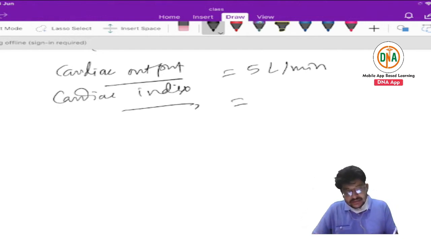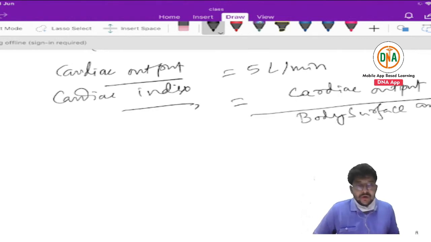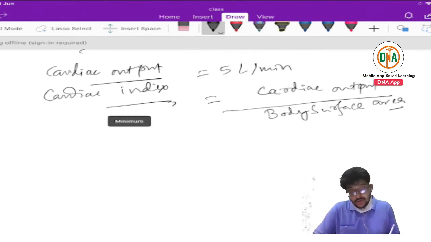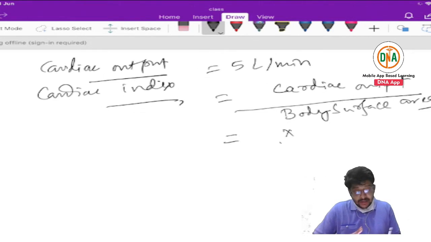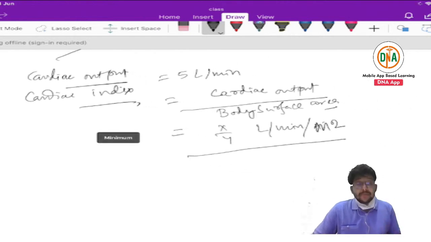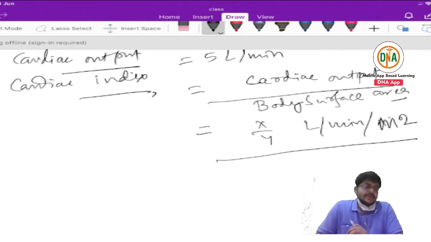So what is cardiac index? Cardiac index is cardiac output divided by body surface area. This is very important. So cardiac output divided by body surface area. Cardiac output is liters per minute, and body surface area is meter squared. So this is the equation, and this is the unit: liter per minute per meter square. And that is how you get the calculation of cardiac index.